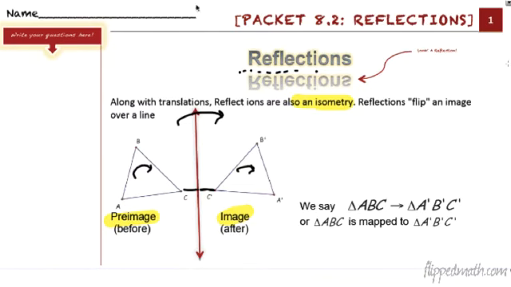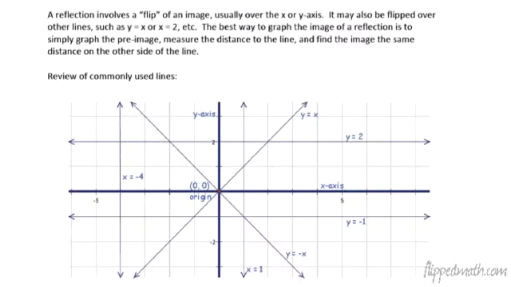Other things you have to know. How do you write this? Well, we write that triangle ABC has been mapped to triangle A prime, B prime, C prime. You can use words if you want to. So what are we going to do? We're going to start reflecting in a whole bunch of lines.